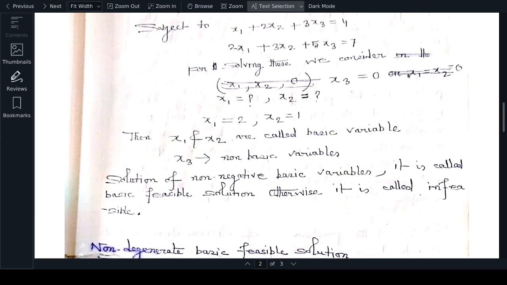called an infeasible solution. Means what? After solving this, we get the values of x1 and x2. If this solution gives us non-negative basic variables, then this is called the basic feasible solution. Non-negative means, suppose, the x1 and x2 values should be positive. Then this is called the basic feasible solution. Otherwise, this is infeasible.